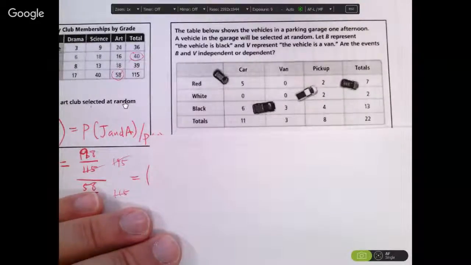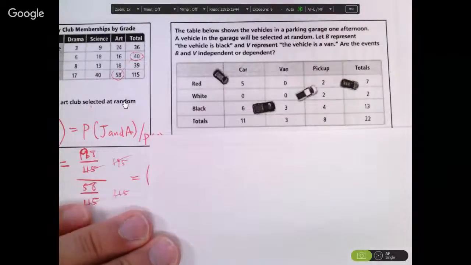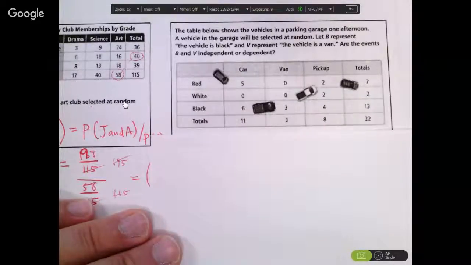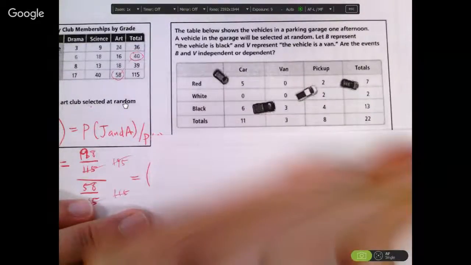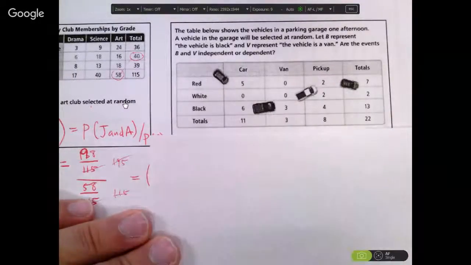Okay. The table below shows the vehicles in the parking lot one afternoon. You're seeing me struggle, right? You're seeing me work. This is what I expect. I said that answer's not right, so I tried again. Anyways, a vehicle in the garage will be selected at random. So this has already kind of happened, that these cars are already there, and I'm reaching down and just grabbing one randomly. Okay, that's what that means.